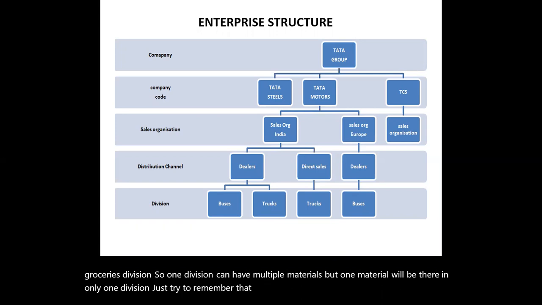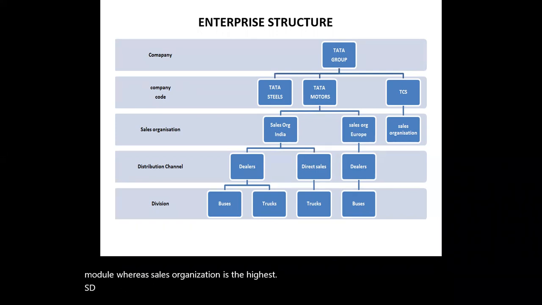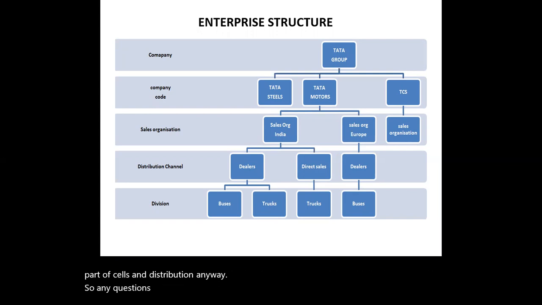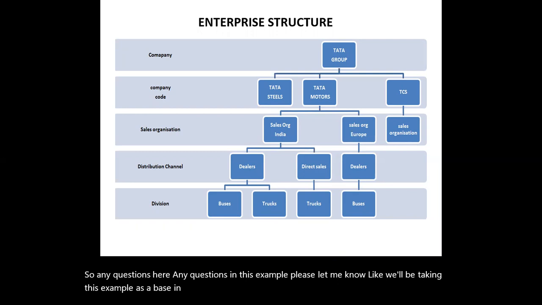Okay. So division is the lowest organizational unit in SD module, whereas sales organization is the highest organizational unit in SD module. So division is the lowest organizational unit in SD module. So distribution channel is a part of sales and distribution anyway. Right. So any questions here? Any questions in this example? Please let me know. We'll be taking this example as a base in future. All these scenarios will be based on this enterprise structure only.